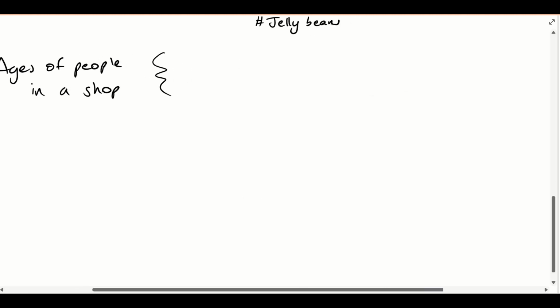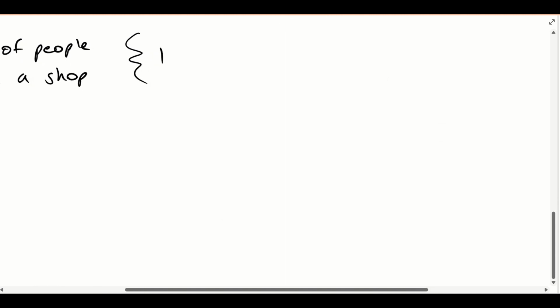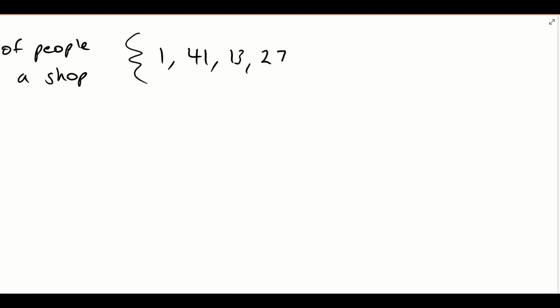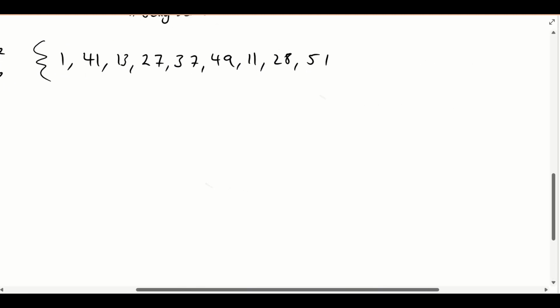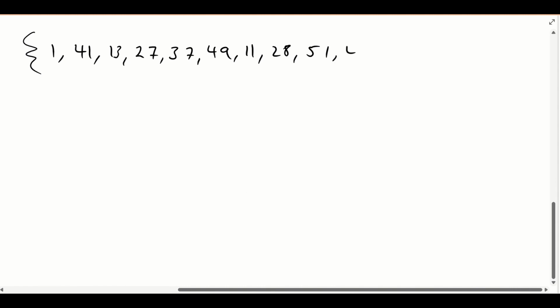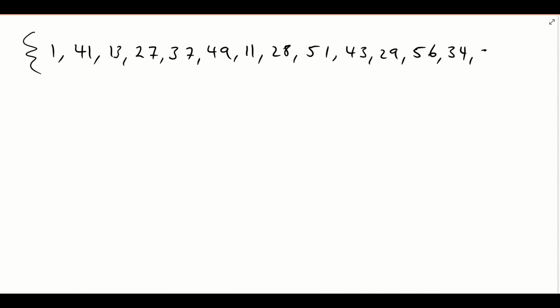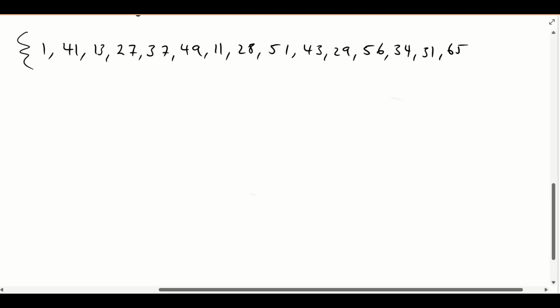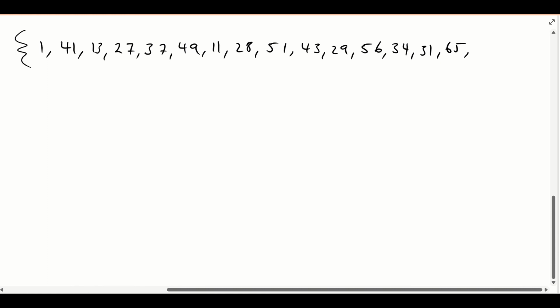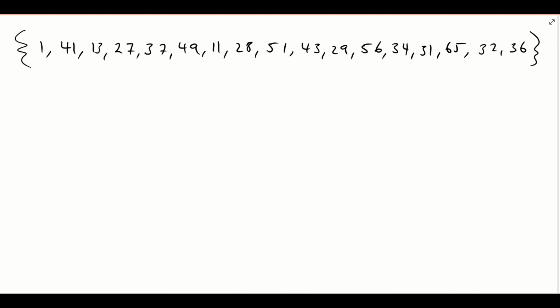Okay, so we ask the first person, they're a baby, they're only 1. Okay, 41 years old next, 13 years old, 27 years old, 37 years old, 49 years old, 11. Okay, and I'm just going to keep putting these numbers in, so bear with me. 51 years old, 43, 29, 56, 34, 31, 65, 32 and 36. We've now got a lot of discrete data, and not a lot of these match, really.